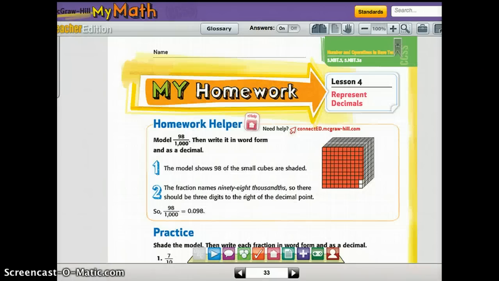If you need some extra help in addition to that video, I would go to page 33 in your textbook and you can look at the homework helper. It works one out for you there, and you can click on those resources if you need those as well.